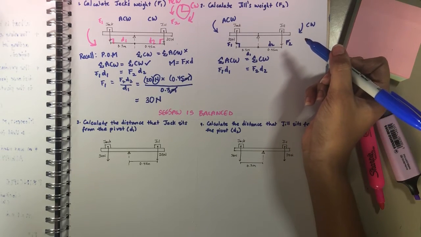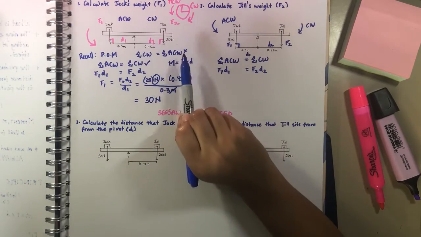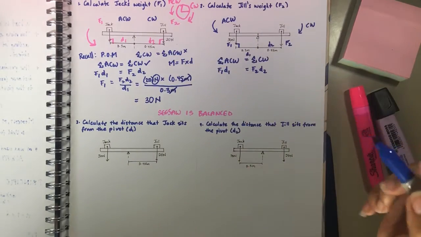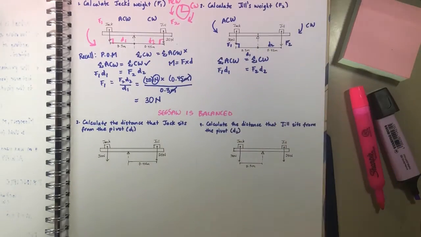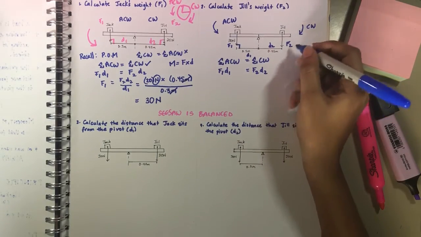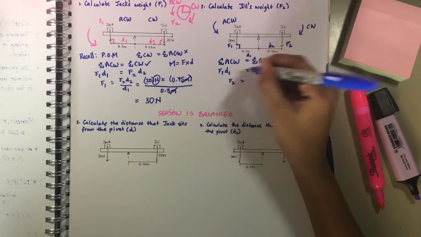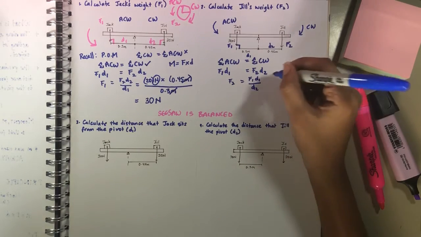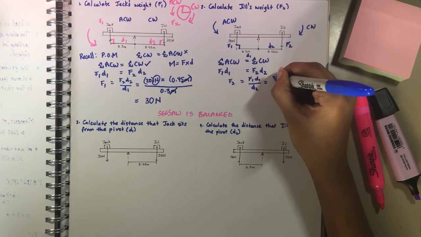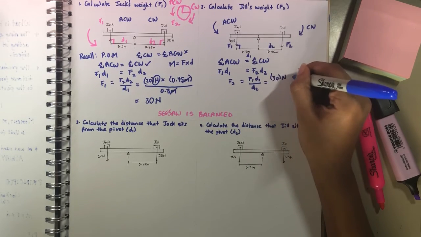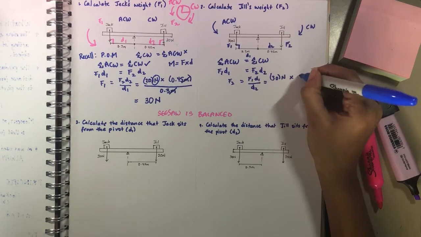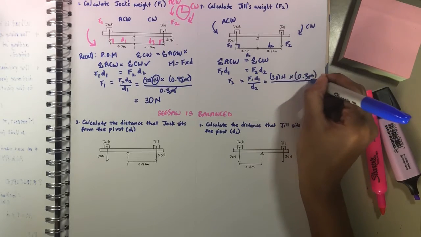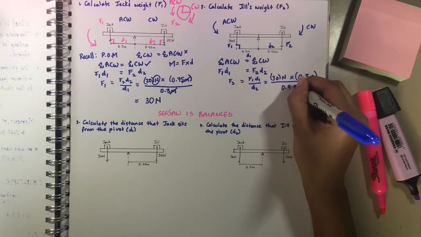Now if you realize, I was right when I said I should have done it this way, but we could still do it this way. We could still do it because you could do it any way you want. Just transpose the formula and you'll get through. Right, so F2 is equal to F1 D1 over D2. So F1 is 30 newtons by D1, which is 0.3 meters, over D2, which is 0.45 meters.